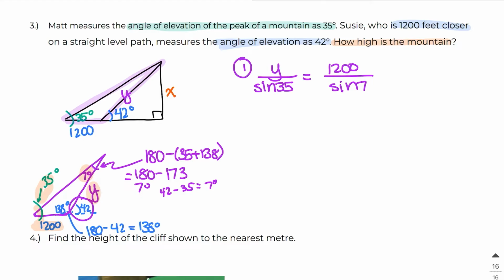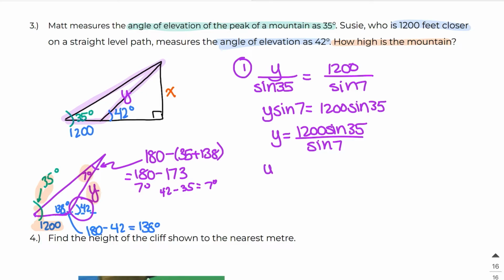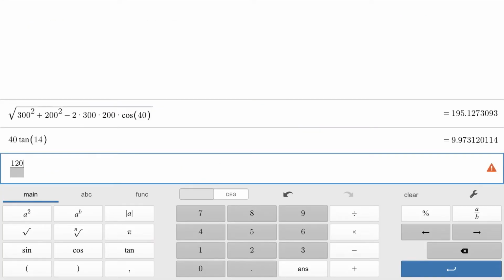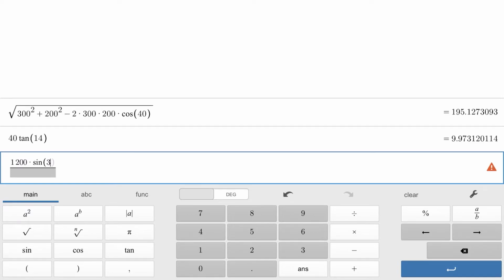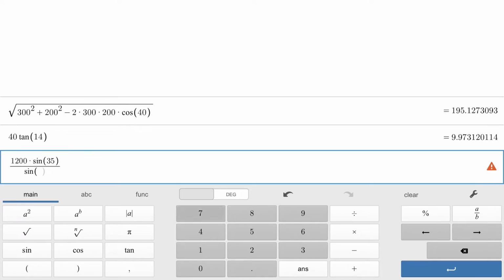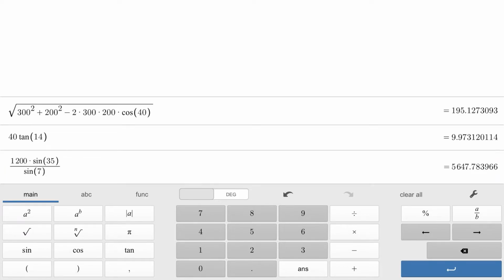So I'm going to go ahead and cross multiply to solve this. So I would get y times the sine of 7 is equal to 1200 times the sine of 35. So now to solve for y, I'm going to divide both sides by the sine of 7. So I get 1200 sine of 35 over the sine of 7. Okay, so y right here is going to be approximately equal to, I'm going to go to my calculator and type that in. So I get 1200 times the sine of 35 all divided by the sine of 7. So this right here would give me 5,647.783966. I'm not going to round my answer quite yet.